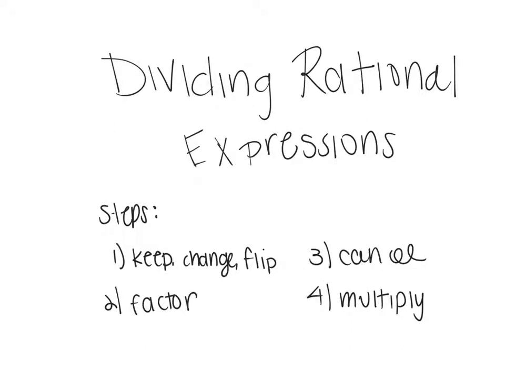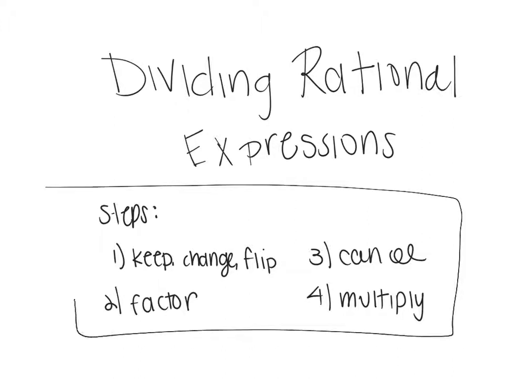We're going to be dividing rational expressions. Dividing rational expressions is equivalent to multiplying rational expressions, except you have to take the division and turn it into multiplication. And the way we do this is you'll see right here in our four steps, the very first step, keep, change, flip, that is what gets you from division to multiplication.